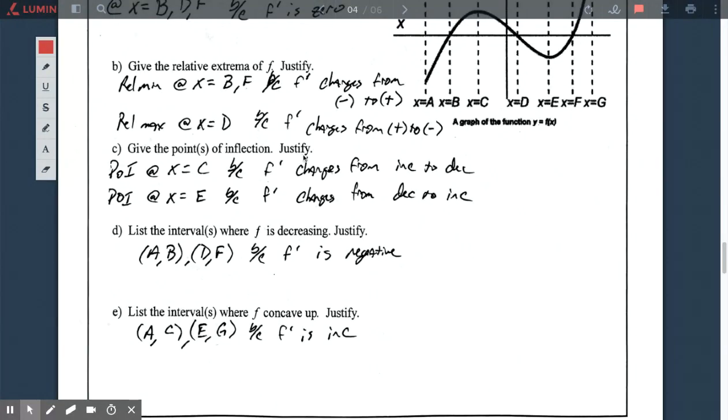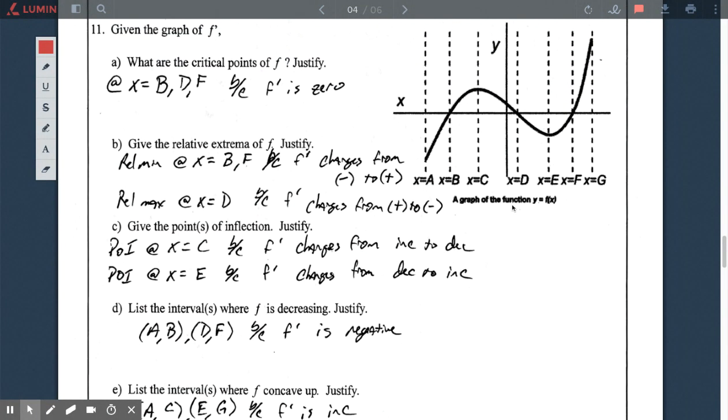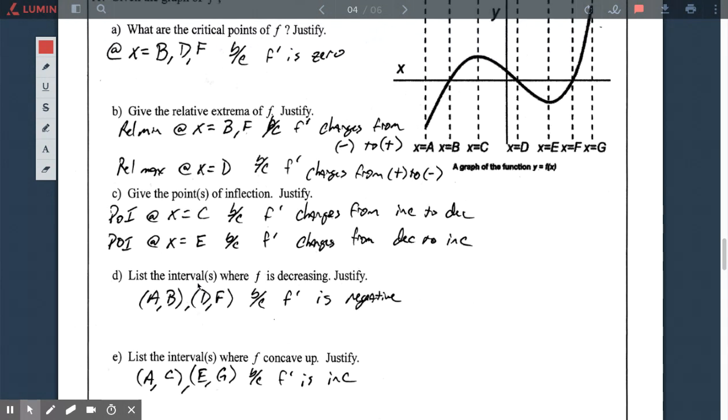Points of inflection. If I'm looking at the graph of the derivative, points of inflection are going to occur where the derivative changes from increasing to decreasing or vice versa. So we're going from increasing to decreasing right here at C. So that's why I have a point of inflection there. And we're going from decreasing to increasing right here at E. So that's why I have a point of inflection there.